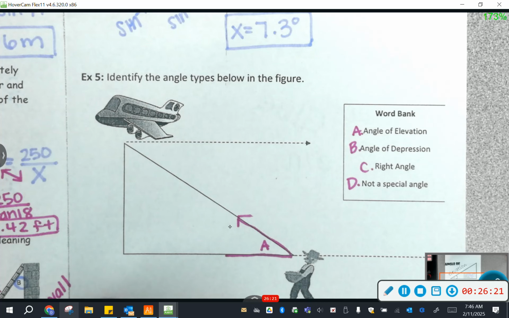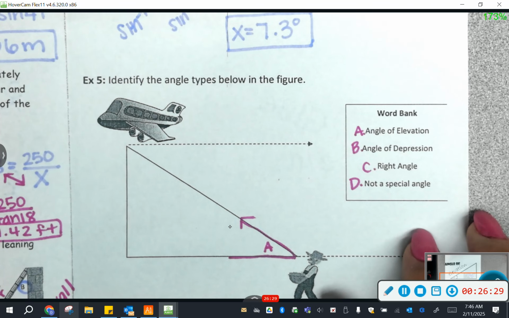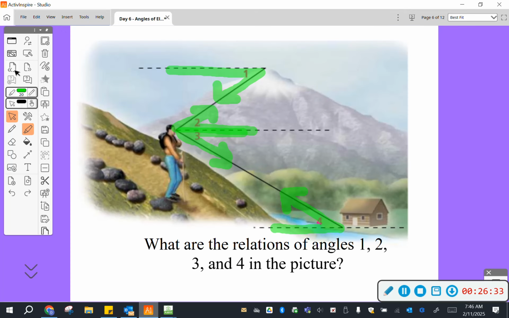No, because the last time, on one of the examples, I think it was the hot air balloon, you started on the dotted line. Where was the man looking off of the cliff? You started on the dotted line. Yeah, because I needed a horizontal line. But this one you started not on the dotted line. Oh, because it's where he's looking from. It's where he's looking from.